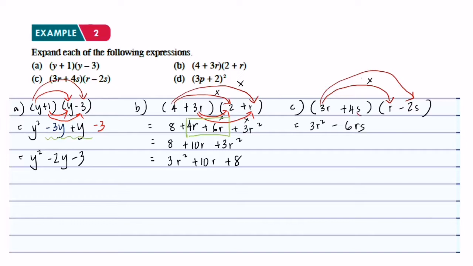For 4s times r and for 4s times negative 2s. Okay, so now 4s times r equals positive 4rs. And positive 4s times negative 2s equals negative 8s squared.